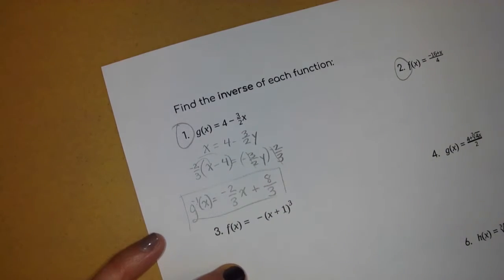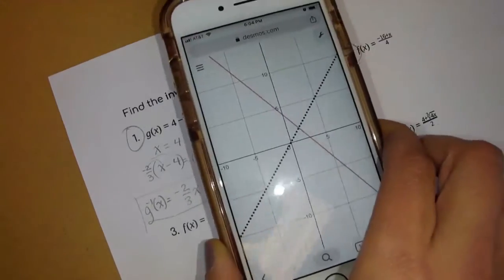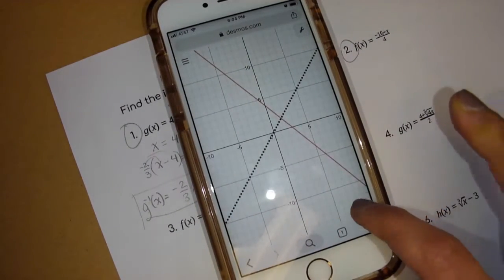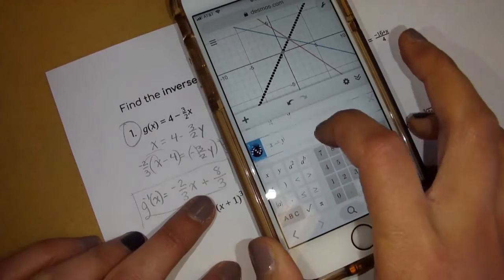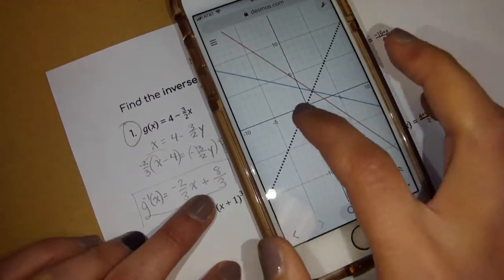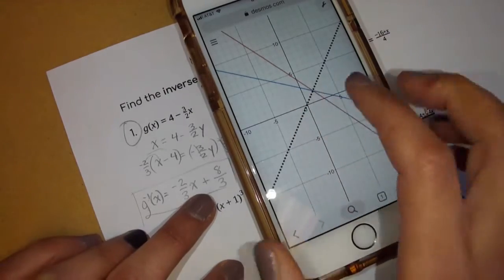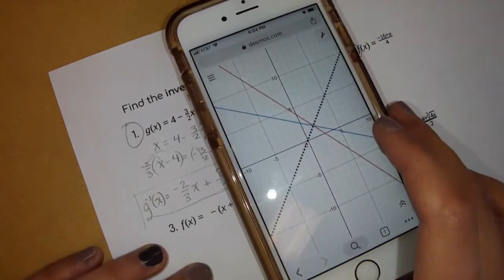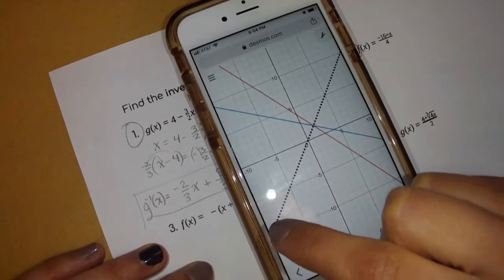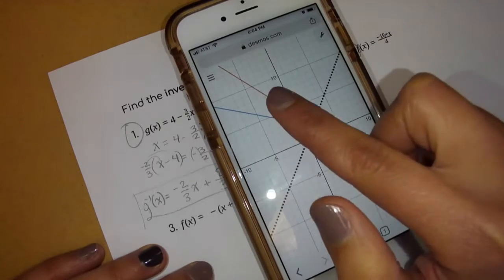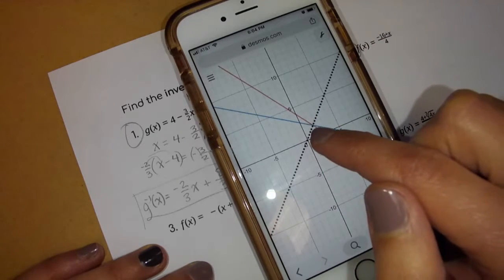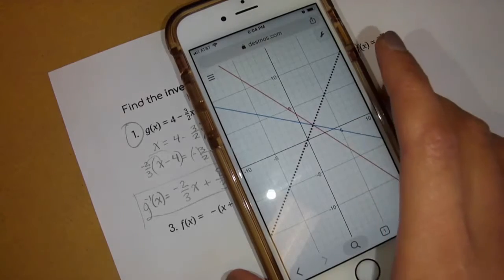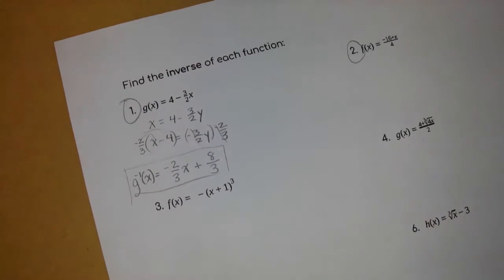So I can check this answer by looking back at Desmos. This is what we have, negative 2 over 3x plus 8 over 3. And I can see that it does reflect over that x equals y line. So if you have Desmos, you can always check your answers by typing in x equals y and then seeing if this is a reflection over that axis. So it should intersect at the axis there. Okay, so that's what we're finding when we switch out this x and y.